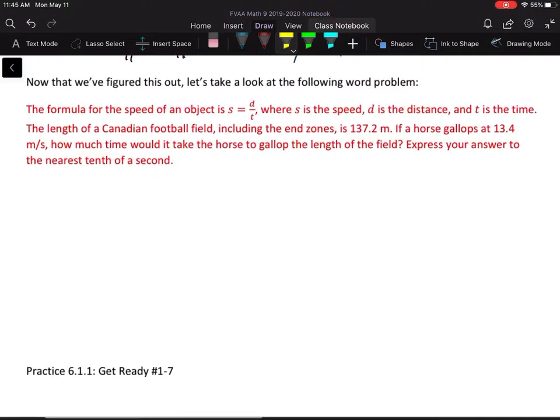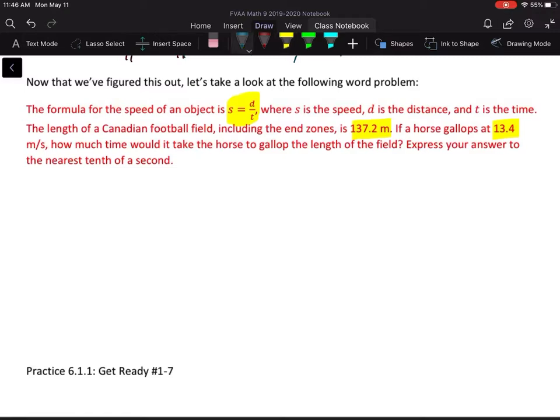Now that we've figured this out, let's take a look at the following word problem. The formula for speed of an object is speed is equal to distance over time. S is equal to d over t, where S is speed, d is distance, t is time. The length of a Canadian football field, including the end zone, is 137.2 meters. If a horse gallops at 13.4 meters per second, how much time would it take for the horse to gallop the length of the field? Express your answer to the nearest tenth of a second.